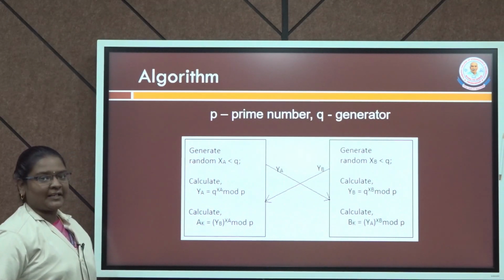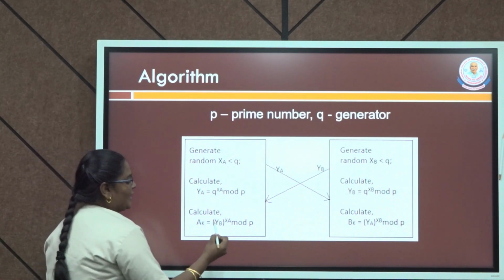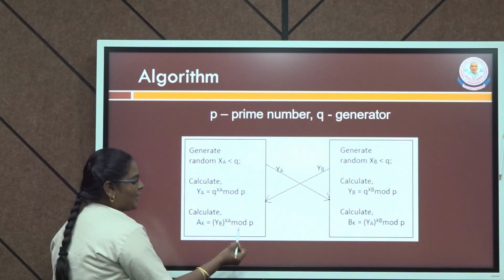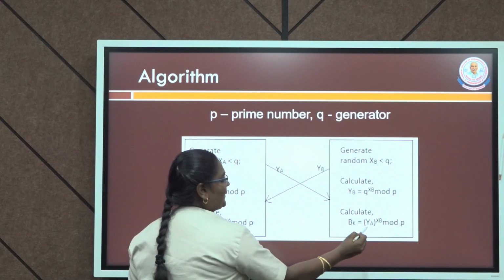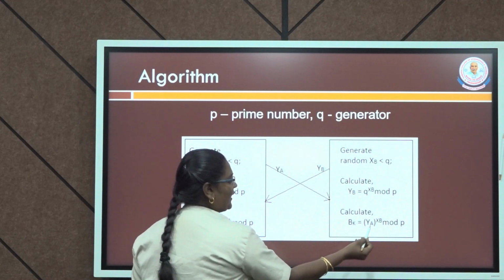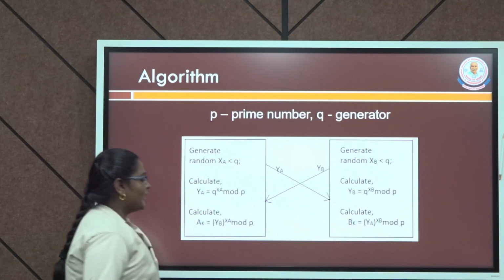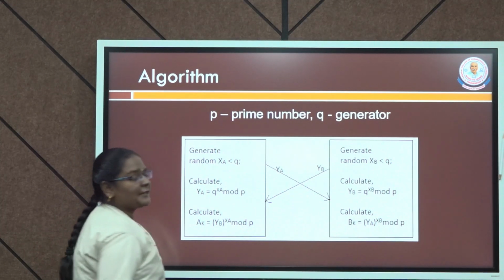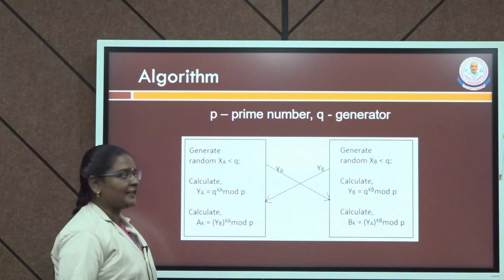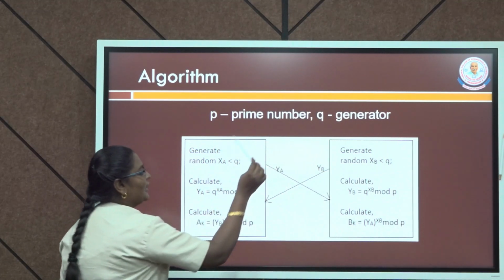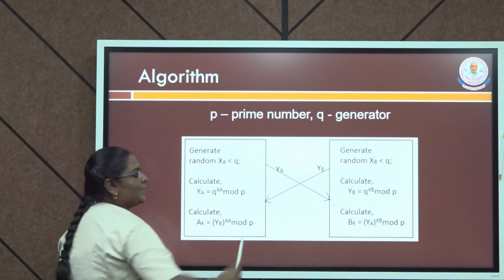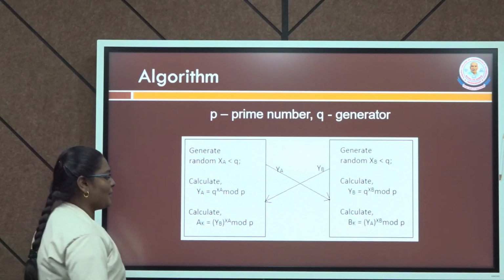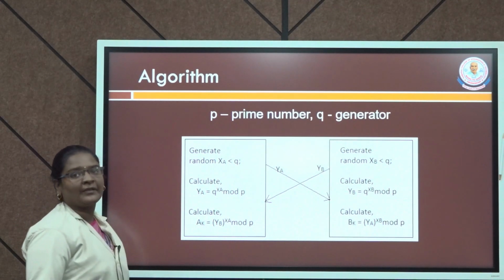Then they will calculate the key value: the received public key from user B, YB power XA mod P, and the received public key value YA from user A power XB mod P. These two values will be the same, AK and BK will be the same. Even though the hacker may get the values of P, Q, YA and YB, they cannot find out the value of AK or BK because of the properties of modular arithmetic.